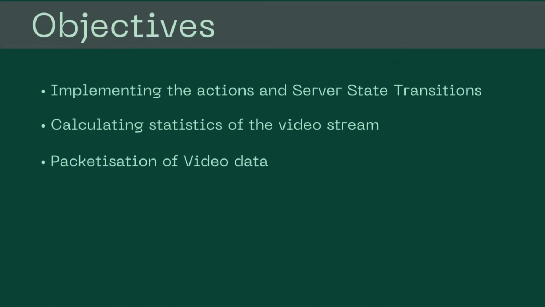The objective of this network application development project was to develop a client application and a concurrent server application using the RTP RTSP protocol that provides video streaming service to the user. The project task involved understanding the RTP RTSP protocol's functioning and implementing the actions that are taken when buttons are pressed, and an RTP class to packetize the video data and calculate the statistics of the video stream.